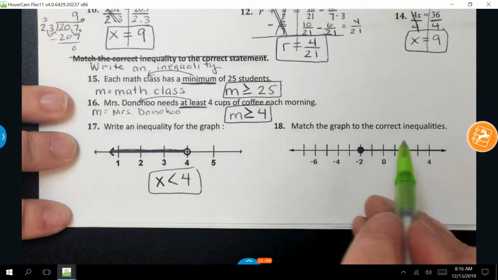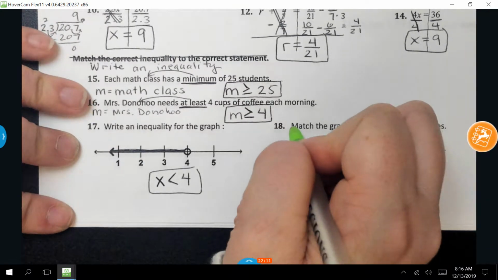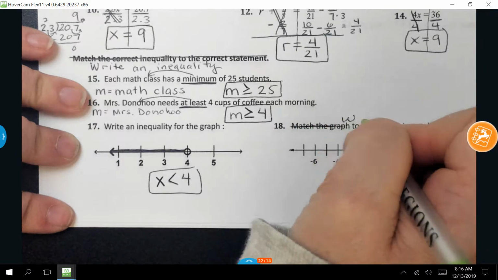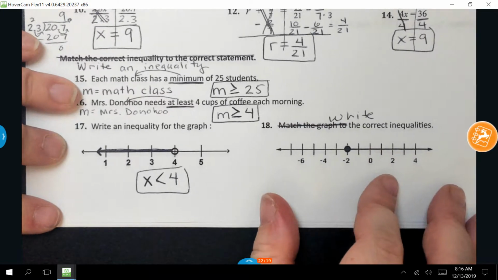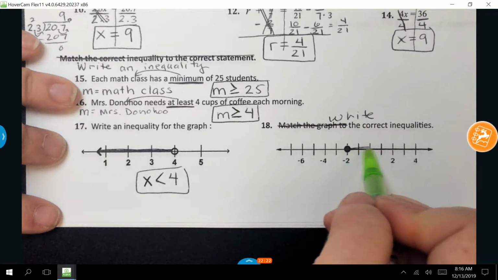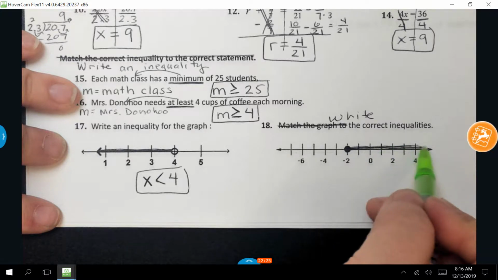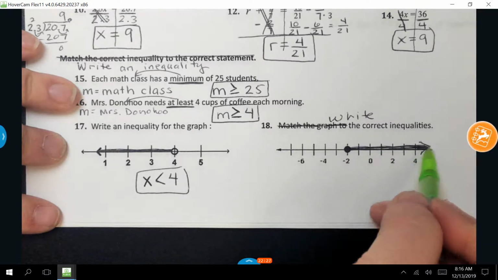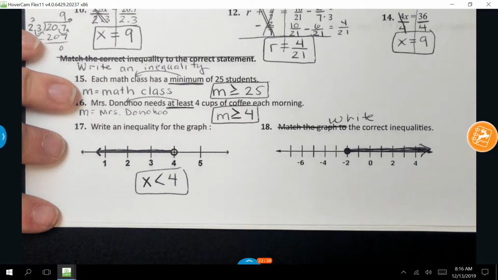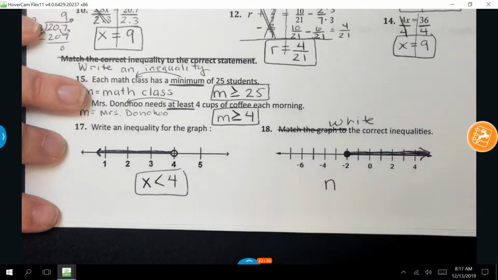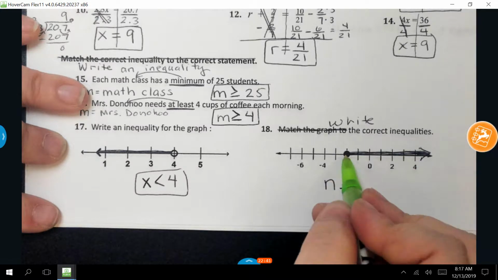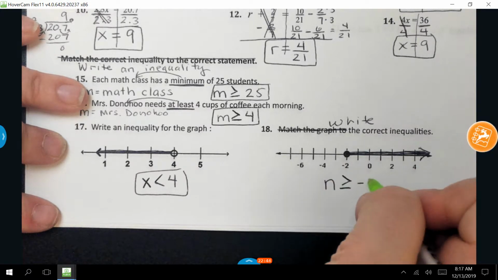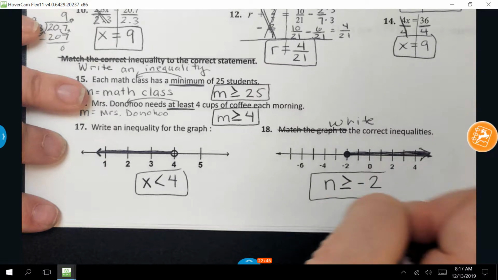Number 18, again, it says match the graph to the graph inequality. Where do you think those directions came from? The test. Instead of saying match, we need to write the correct inequality. And again, you can kind of see where that one's darkened. On the test, it'll be a little bit more clear. In fact, I'm going to look over that when we finish to make sure. Pick a letter, Sheldon. N. And then what symbol are we going to use? Greater than or equal to, because it's closed in. And then the number? -2, because that's where my dot is.